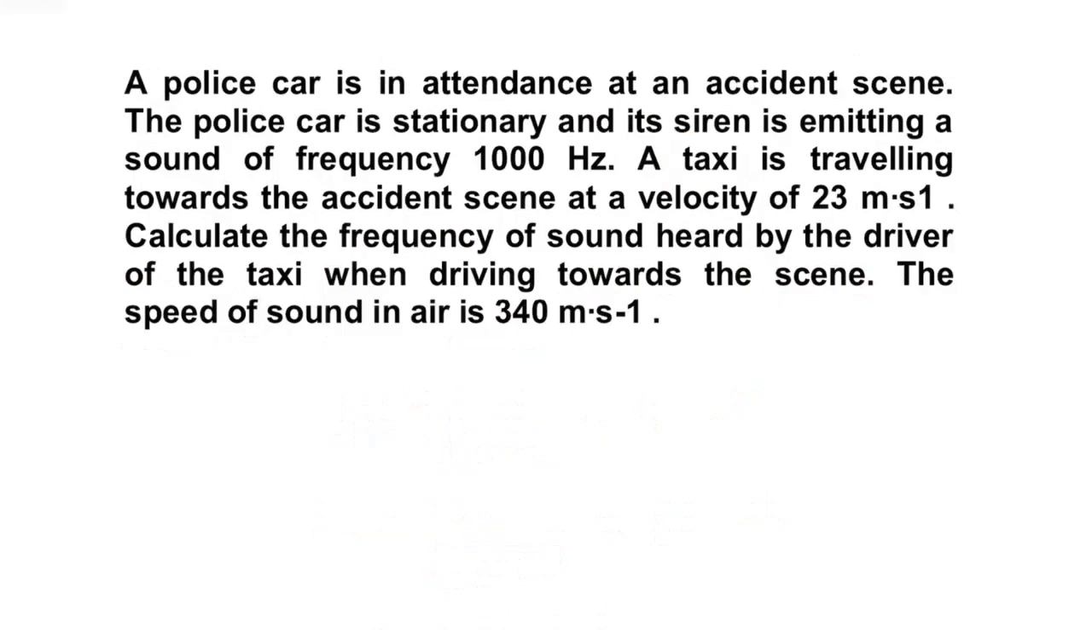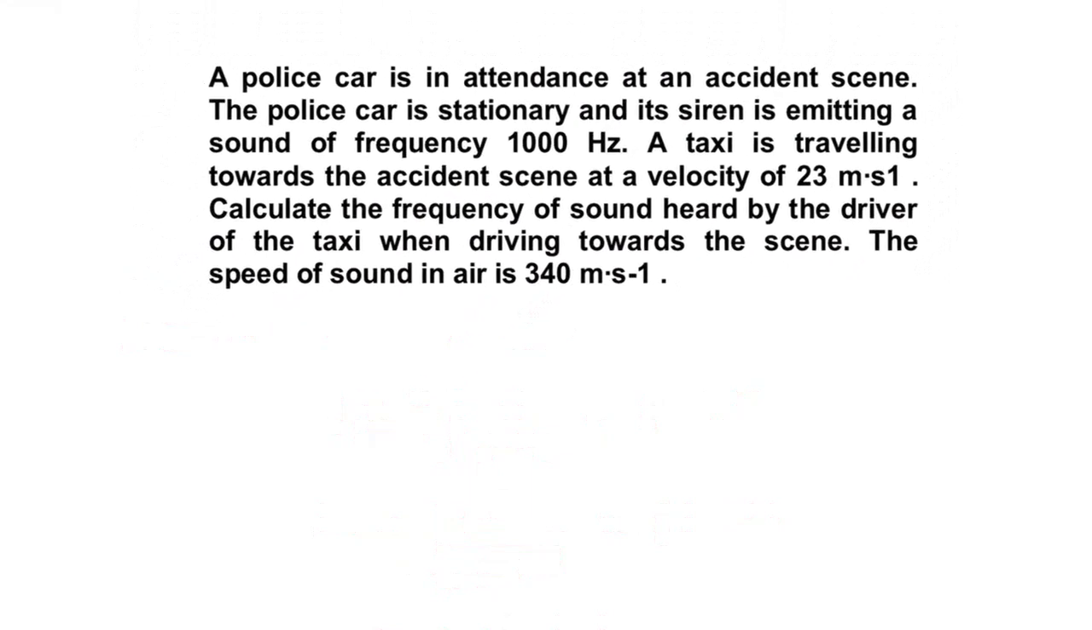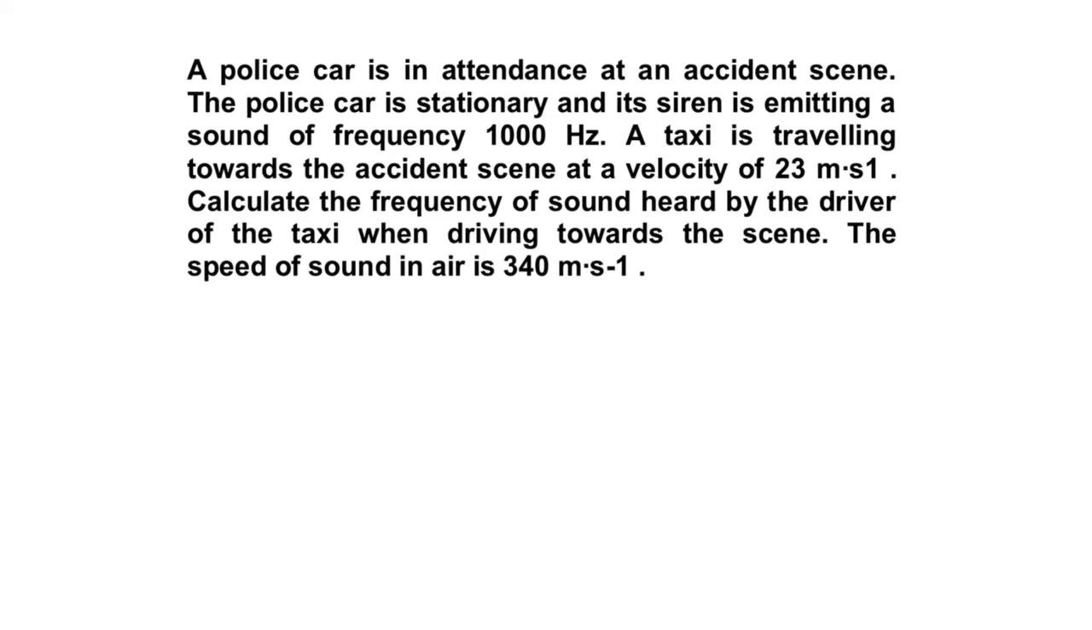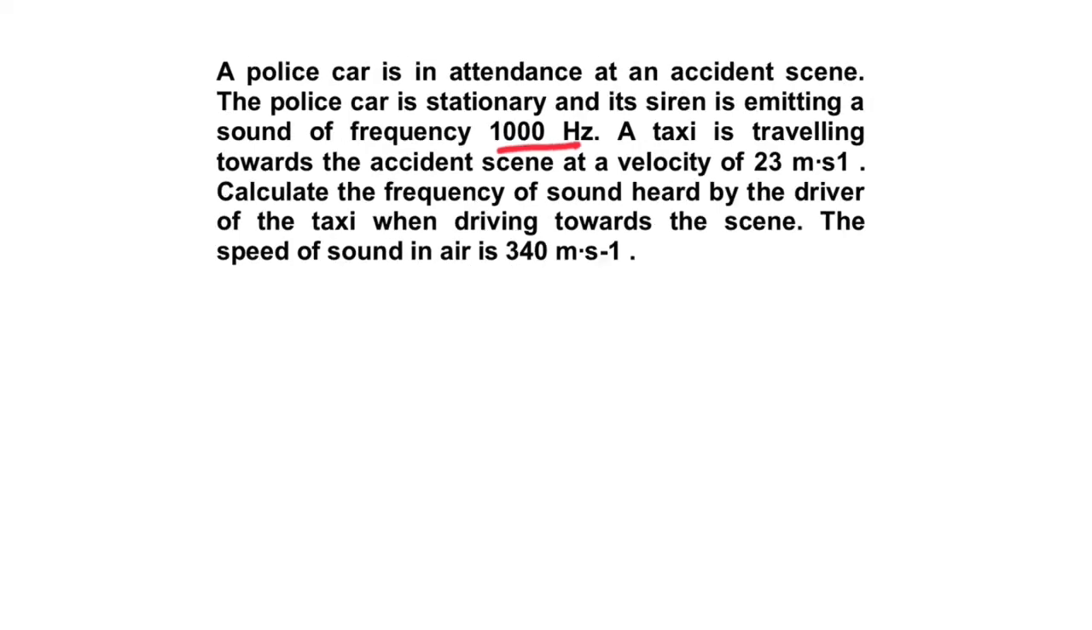Right. In those examples that we talked about, you can see that we have a sound source that is moving and a stationary listener. Let's take a look at this example where the listener is moving and the sound source is stationary. A police car is in attendance at an accident scene. The police car is stationary and its siren is emitting a sound of frequency 1000 Hz. A taxi is traveling towards the accident scene at a velocity of 23 meters per second. Calculate the frequency of sound heard by the driver of the taxi when driving towards the scene. The speed of sound in air is 340 meters per second.